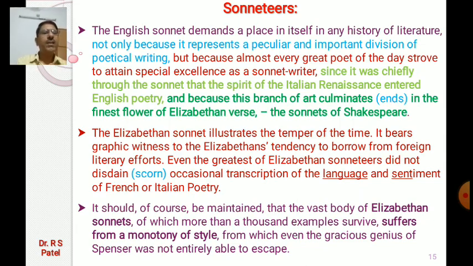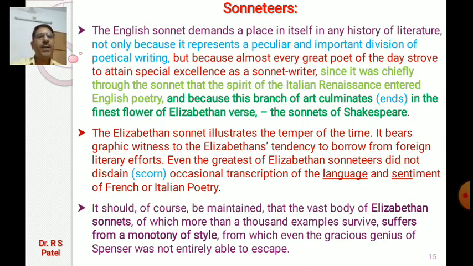Even the greatest of Elizabethan sonneteers did not disdain, means they did not feel scorn for, occasional transcription of the language and sentiment of French or Italian poetry. They are ready to accept some ideas and some sentiments along with some language from French or Italian poetry. They are borrowing things, and so they have no scorn in borrowing such ideas from other poetry.